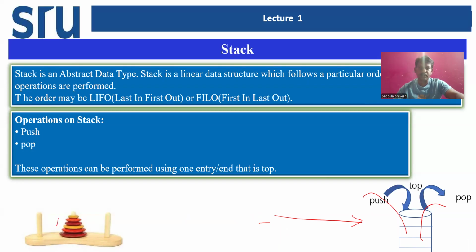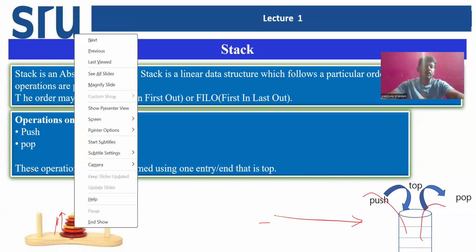This is also an example, you observe here. This is the first one, this is second one, this is third, fourth, fifth, sixth. Now actually we have inserted this cube in the last position. So when we want to remove this first one, then we have to remove all these cubes. After this, we can remove this. After these two, we can remove this. After these three, we can remove this. This is the scenario of the stack.